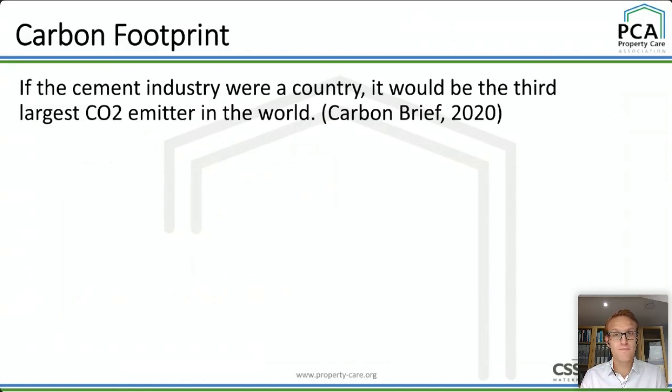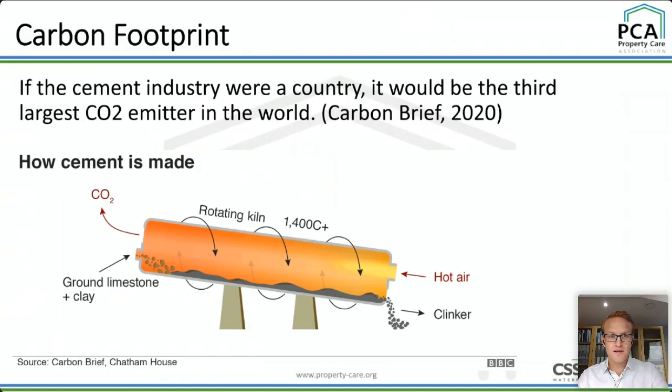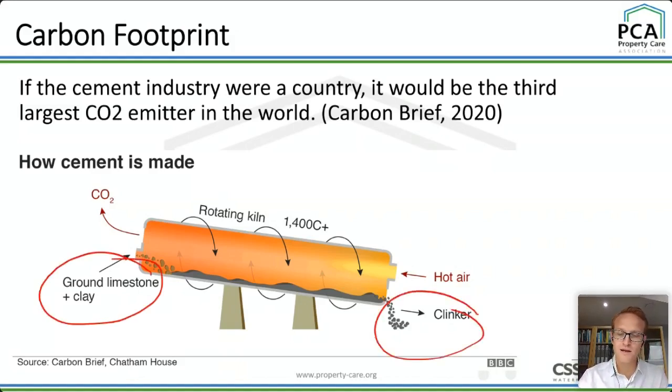And that is phenomenal. Evidently, cement production is a huge contributor to our global carbon dioxide emissions. The reason for that is partly explained by, well, how is cement made? Cement is made by you chucking some raw materials in, and out comes something called clinker. Clinker is ground up, and that makes cement.